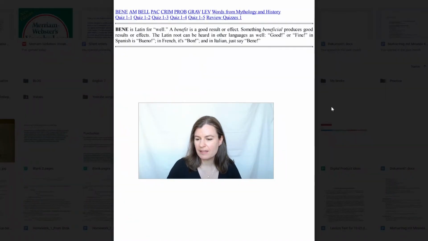Here we are in the Merriam-Webster's Vocabulary Builder. I'll just show you Unit 1 so you get an idea of what it's like. They break it down into different units, and every unit has a few root words that they teach you, and then they give you a quiz, and the answers are in the back. For example, if you know the word bene means well or good in Latin, so bene is Latin for well. A benefit is a good result or effect. Something beneficial produces good results or effects. So you learn the word families based on the meaning of part of the word.